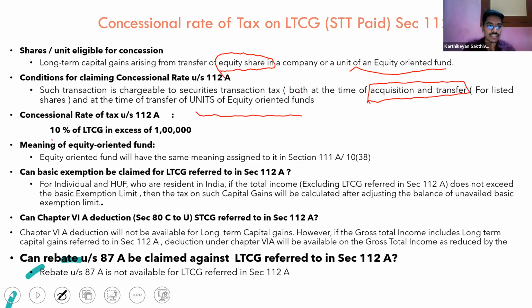Here the rate is 10% in excess of 1 lakh. There is a separate computation mechanism here, I will come to that. If you see, under 112A the rate is 10% in excess of 1 lakh. So up to 1 lakh the rate is 0%, and after that the rate is 10%, right? So equity oriented mutual fund is going to have the same meaning.